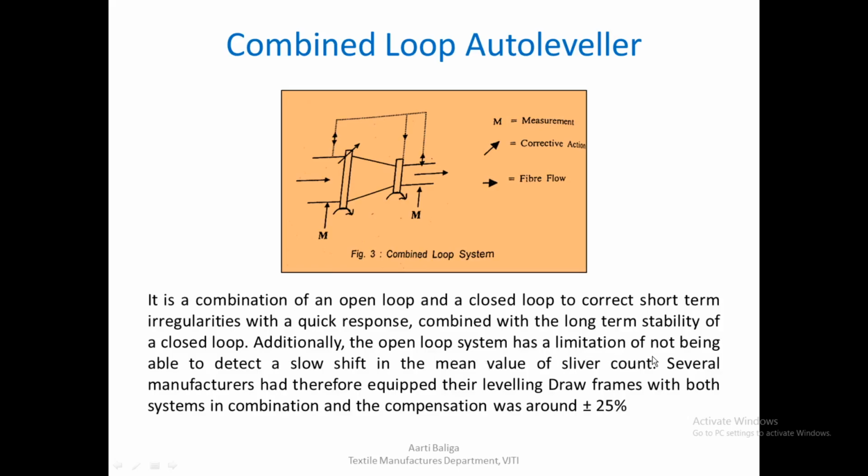Additionally, the open loop system has a limitation that it is not able to detect a slow shift over a period of time. There's a slow shift in the mean value itself of the sliver count, which is a drawback of the open loop system, and this is a limitation. And this limitation is covered up or corrected by using a combined loop, where you have a closed loop system also to keep a good check on the irregularity. So several manufacturers had therefore equipped their draw frames earlier with both systems in combination, and the compensation found was around plus minus 25% correction that could be done.